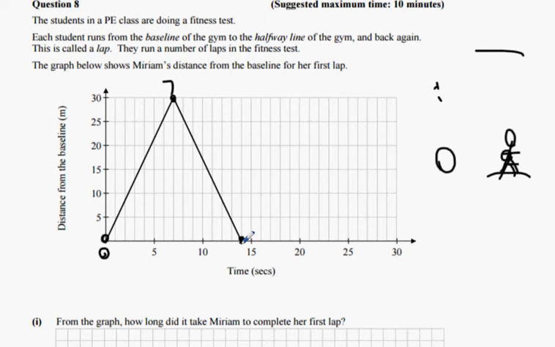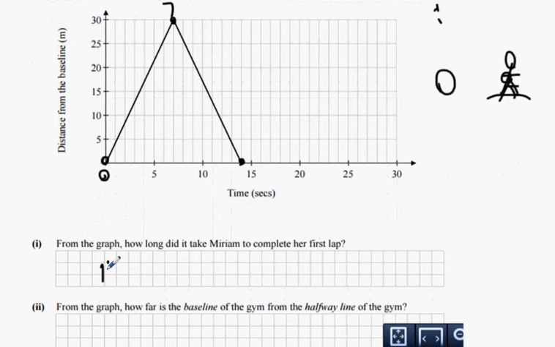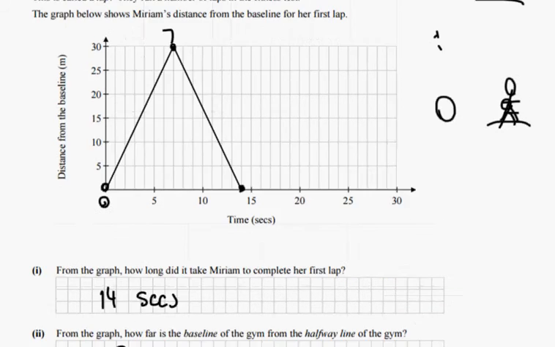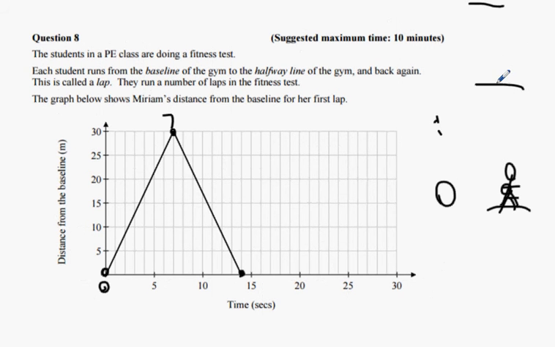And then from the graph, how long did it take Miriam to complete her first lap? 14 seconds. 7 seconds on the way up and 7 seconds on the way back. From the graph, how far from the baseline of the gym is the halfway line of the gym? 30 meters. Because you go 30 meters away. And that's only the halfway mark of the gym, isn't it?